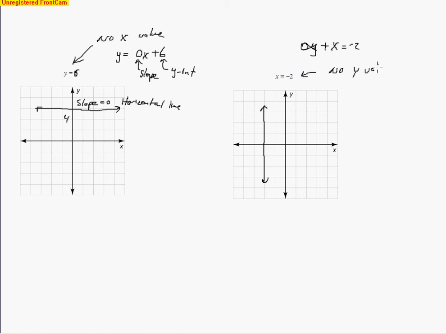So when there's no y value, that means we end up with a vertical line. And a vertical line has no slope or undefined slope, because slope is a fraction, and since slope is the change of y over change of x, x is not changing, so that means it's a number over 0, and that's undefined. So whenever we have just x by itself, that's a vertical line. Just y by itself is going to be a horizontal line.